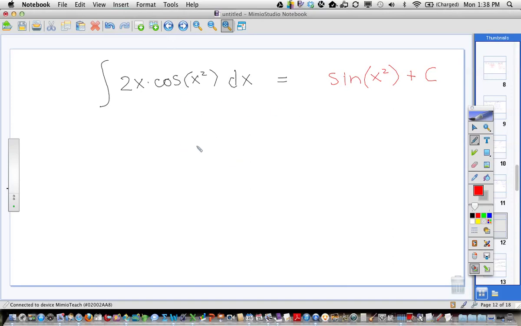But going forward, we get to the gateway test. There's going to be some that do these kinds of things. So I just want you to work this with me. Let me show you how this is done and how we come up with this answer. So it's called U substitution. Here's how we start it.